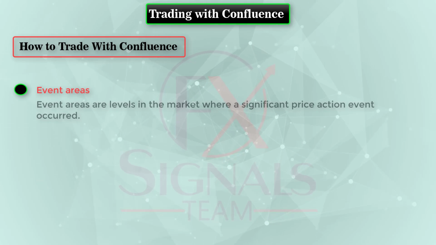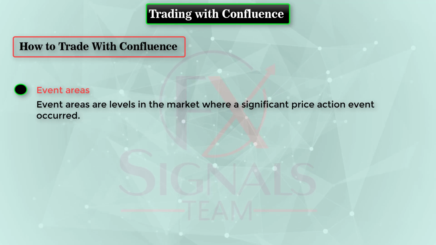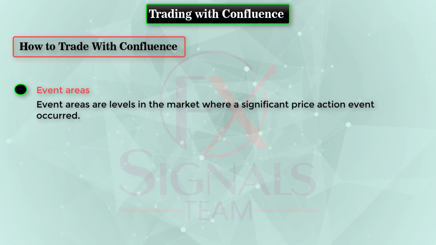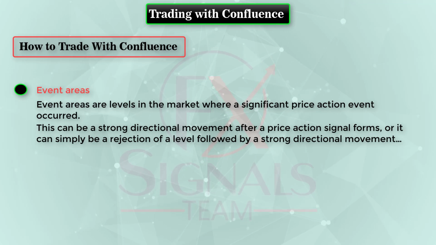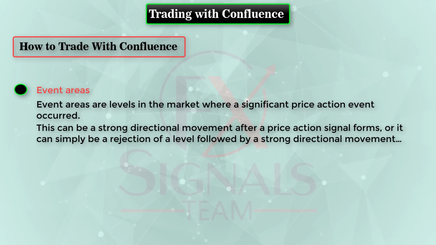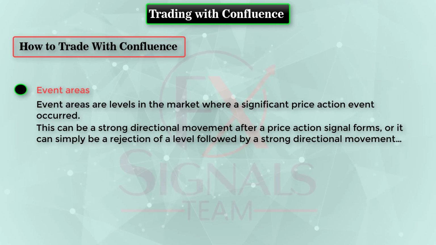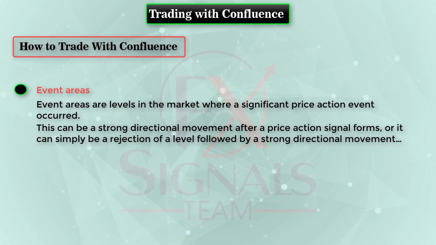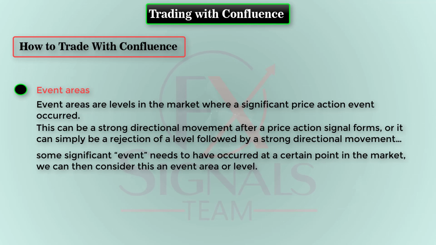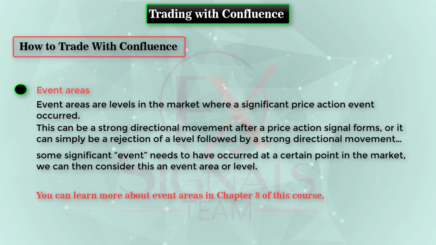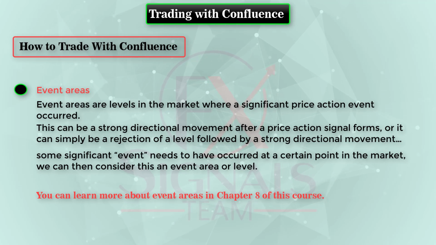Event areas. Event areas are levels in the market where a significant price action event occurred. This can be a strong directional movement after a price action signal forms, or it can simply be a rejection of a level followed by a strong directional movement. Some significant event needs to have occurred at a certain point in the market. We can then consider this an event area or level. You can learn more about event areas in Chapter 8 of this course.